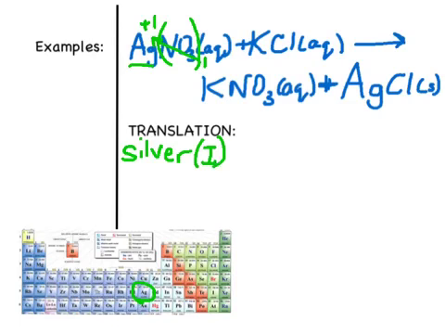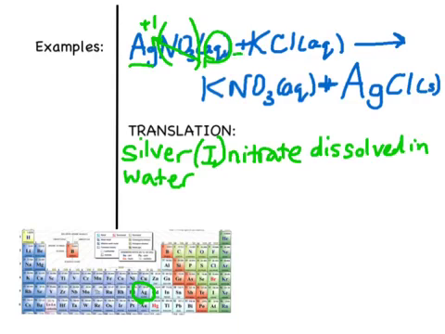Alright, the next symbol, like I said, is nitrate. So we're going to write out the word nitrate. And we have the little symbol in parentheses, aq. So that means dissolved in water. So we're going to write out dissolved in water. The next symbol we have is a little plus sign, which is just going to mean and.